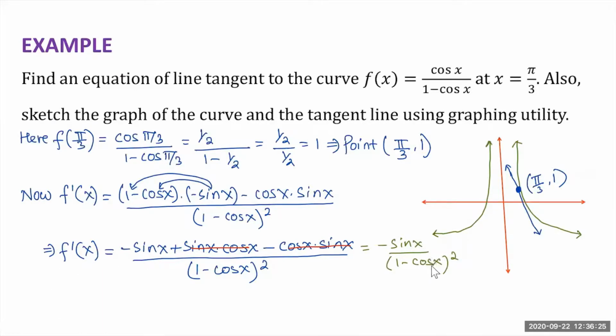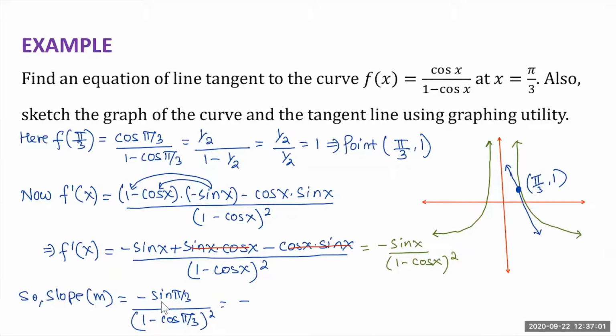So once we know the derivative, we can find the slope. In order to find the slope, all I have to do is plug in pi over 3. So let's plug in pi over 3 to get the slope. So slope m is equal to, if we plug in pi over 3, negative sine pi over 3 divided by 1 minus cosine pi over 3 squared.